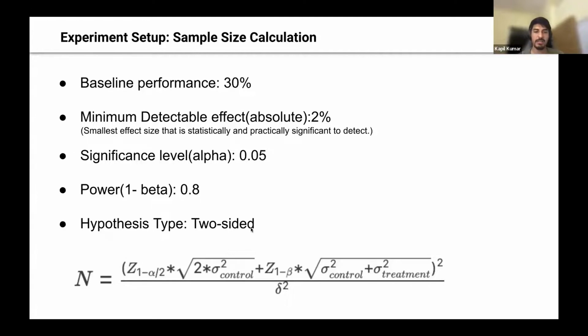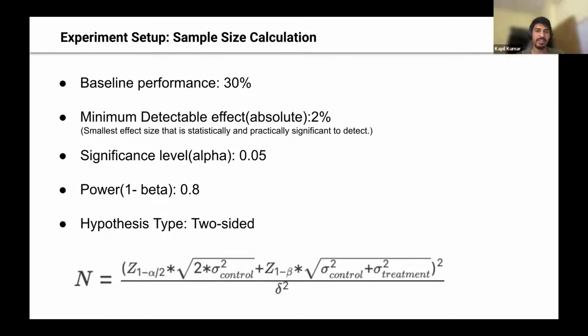Similarly, the hypothesis type is a two-sided hypothesis, as we discussed earlier. And this is the formula for calculating the sample size that is required to test this hypothesis. Now, we won't go into the depth of how we derive this formula.